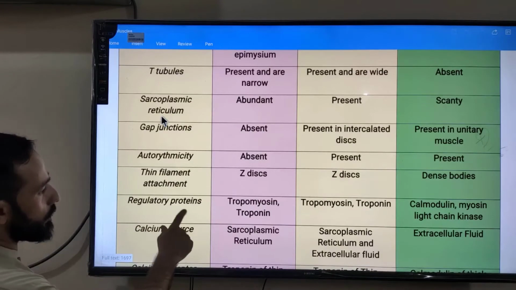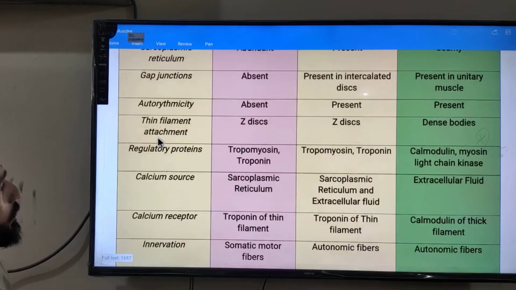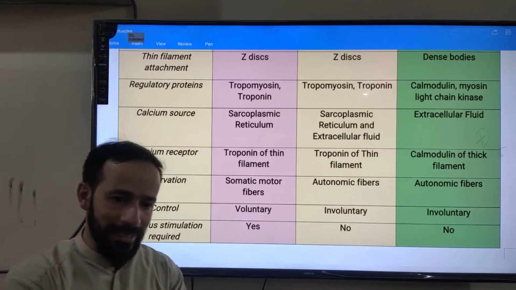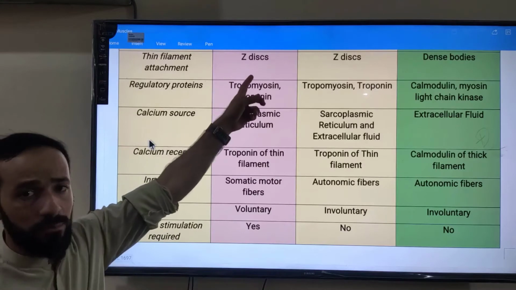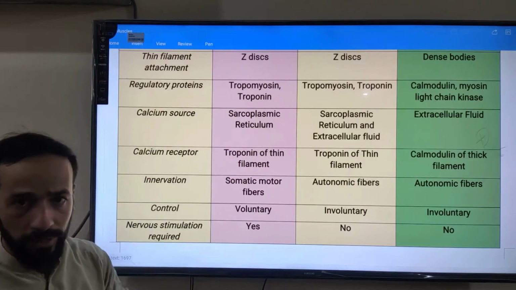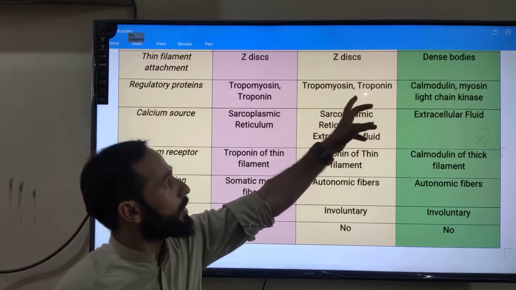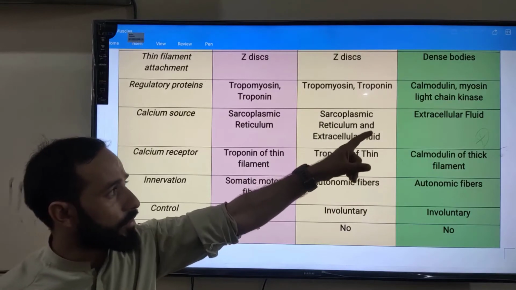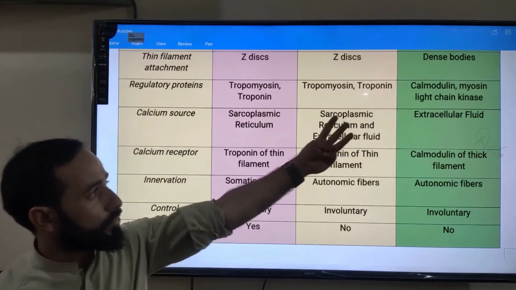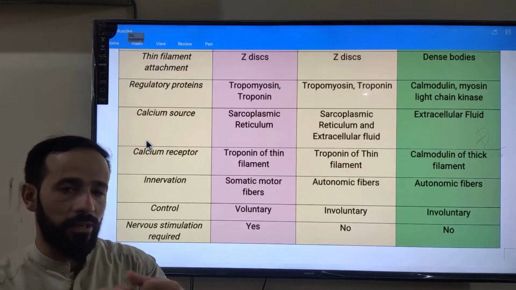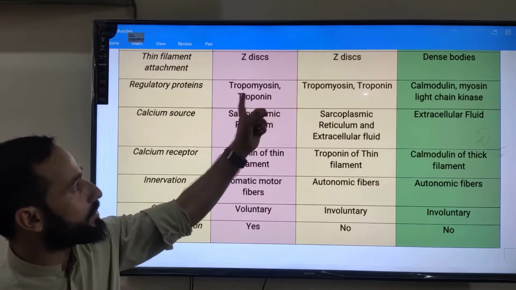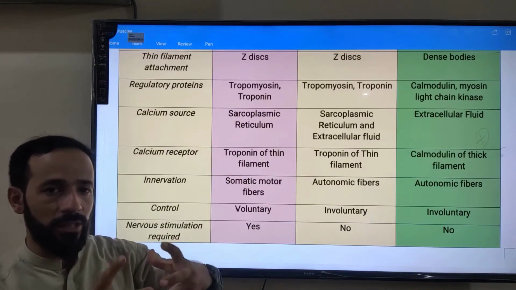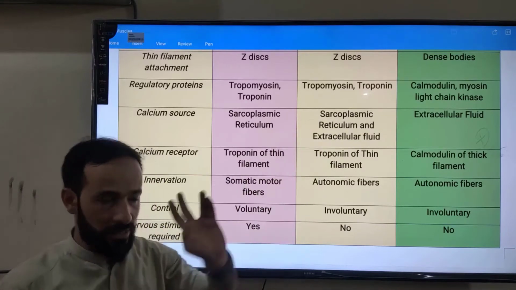Next, what about the regulatory proteins? Let me go a little bit up. The regulatory proteins regulate the contraction and relaxation of the muscle. In case of skeletal muscles, they are tropomyosin and troponin. In case of cardiac muscles, they are also tropomyosin and troponin. But in case of smooth muscles, they are calmodulin, myosin light chain kinase. So those are the proteins which regulate the contraction and relaxation of the smooth muscles. But tropomyosin and troponin are the regulatory proteins which regulate the contraction and relaxation of cardiac and skeletal muscles.